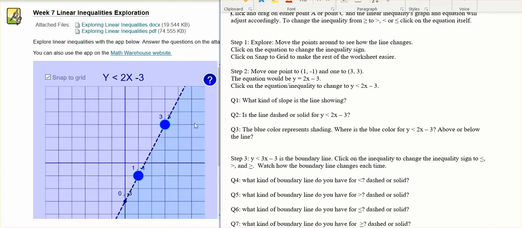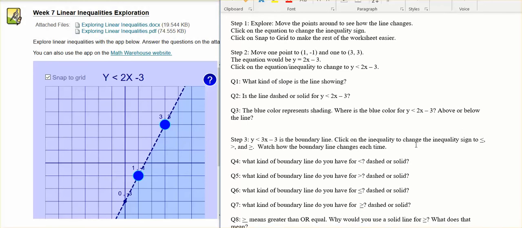Is it a dash line or a solid? This is showing a dash line. Sometimes people will show inequalities less than or greater than as dotted lines, so it's either dotted or dashed. And then it says the blue color represents shading. Where is it shaded for this one? So you can either say above the line or below the line.